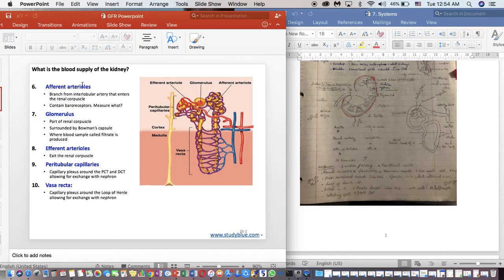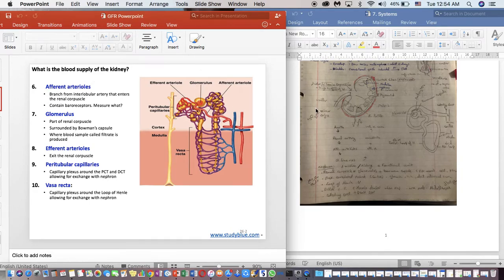Afferent arterioles. Okay, so what is the difference between afferent and efferent? Raise your hand if you know. Okay, some of you may still be confused. The way I remember is afferent means something arriving to the organ. Efferent means something exiting the organ. So we have the aorta giving the renal artery here.